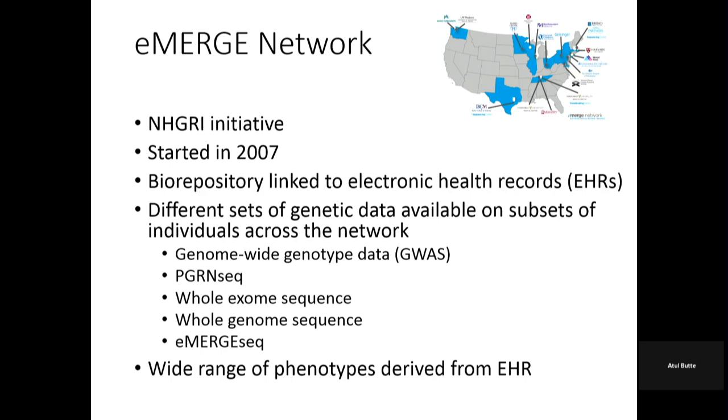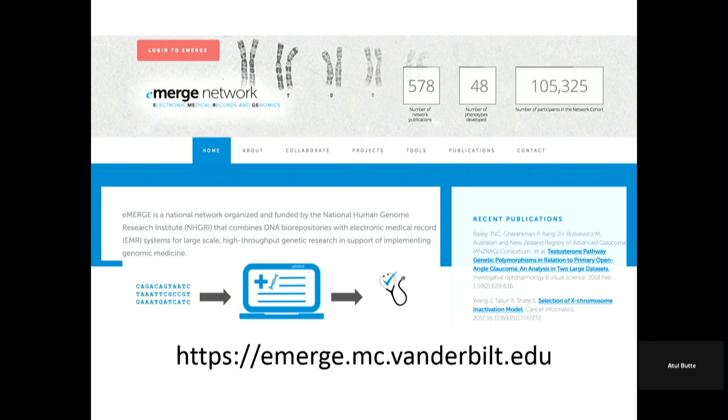So if you're interested in eMERGE, I have the website here. Currently, there are 48 different phenotype algorithms that have been developed across the network. Collectively, they pull out information based on ICD-9 codes, which are the billing codes, or ICD-10 codes, which is the new iteration, as well as clinical lab variables and medications. Some have natural language processing elements as well. And there are 105,000 people that are a part of this study.